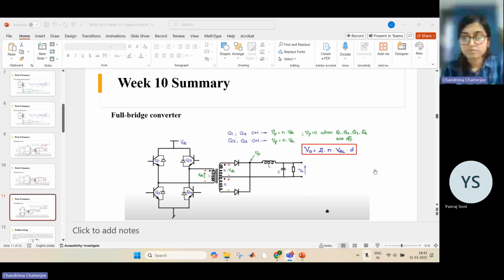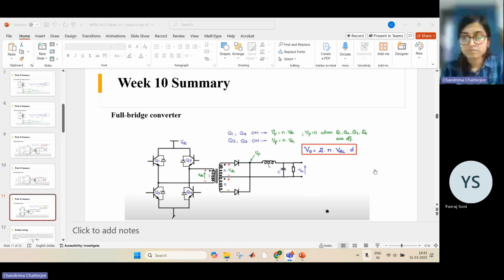The turns ratio is given as 0.5. This is a center tap transformer, so NP and NS are the turns in one of these windings. Here the primary voltage will be NP by NS, which is 2. In the question, NS by NP is given as 0.5. So suppose the number of turns in the primary is 20, then it will be 10. So the primary voltage is twice the secondary voltage, which is 25 volt.